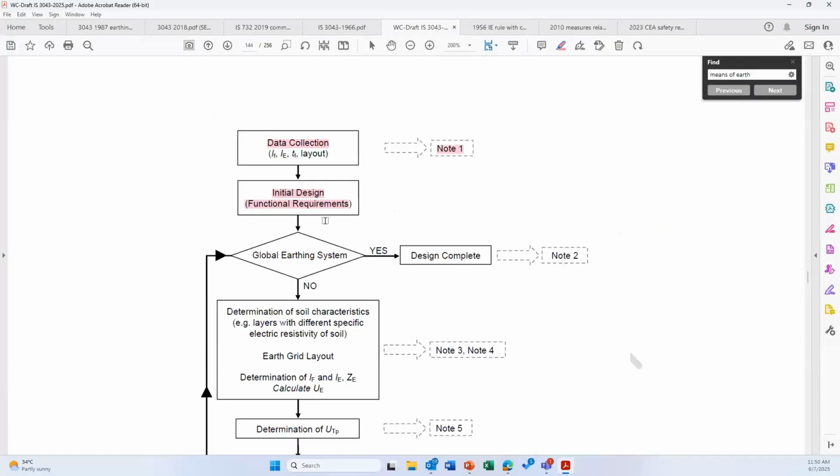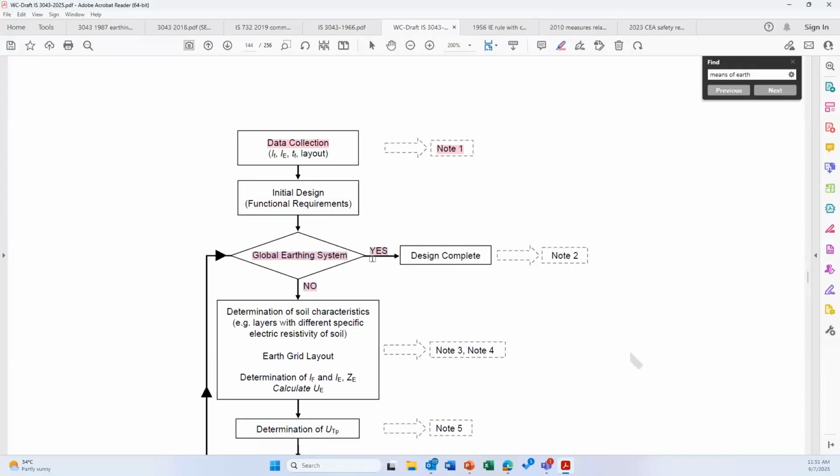There are several functional requirements. One of the requirements is that in case of a fault in the high voltage system, the transferred potential to the low voltage system should be limited to a certain value, for example 1200 volt. More transferred potential to the low voltage system creates stress voltage in the low voltage installation and failure of electrical appliances and equipment in the low voltage system. So you should consider the functional requirements.